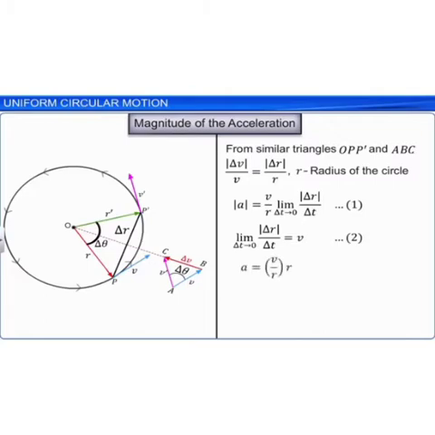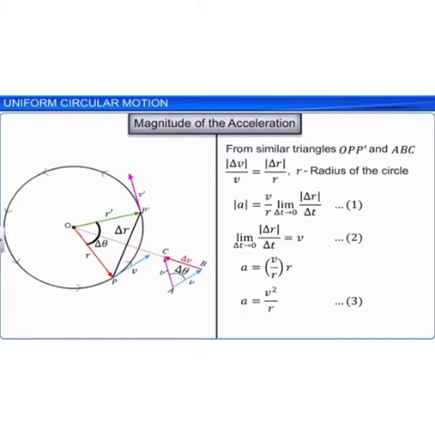The acceleration of a body moving with a constant speed v in a circle of radius R has a magnitude v square by R, and it always acts radially, directed towards the center of the circle. This acceleration is called centripetal acceleration. The word centripetal refers to center seeking.